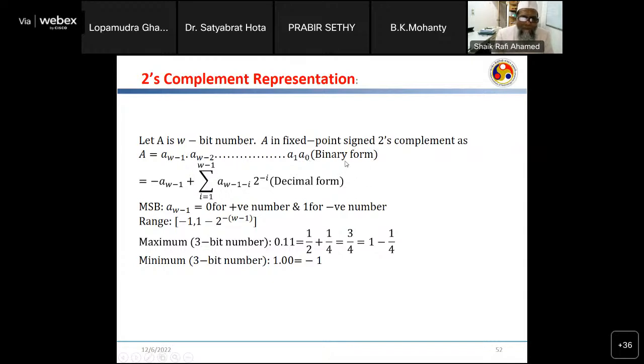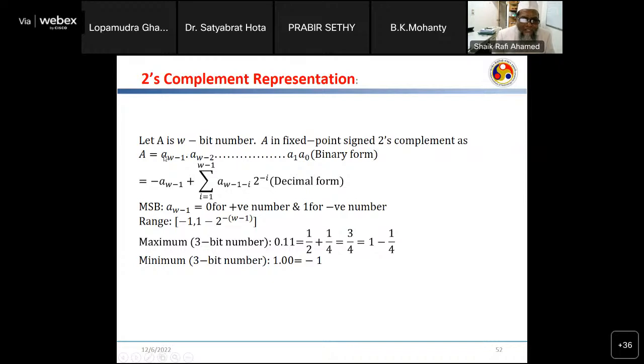So this is the binary form. Whereas in decimal form, if you want to get the decimal value, we know how to convert this binary number into a decimal number. Before this binary point, this A(W-1) is there, multiplied by 2 raised to the power of 0. The weight is 2 raised to the power of 0. If this is a positive number, it will be 0. If it is a negative number, it is minus 1. So this is minus of this A(W-1). If this is 0, minus 0 or plus 0 does not matter.